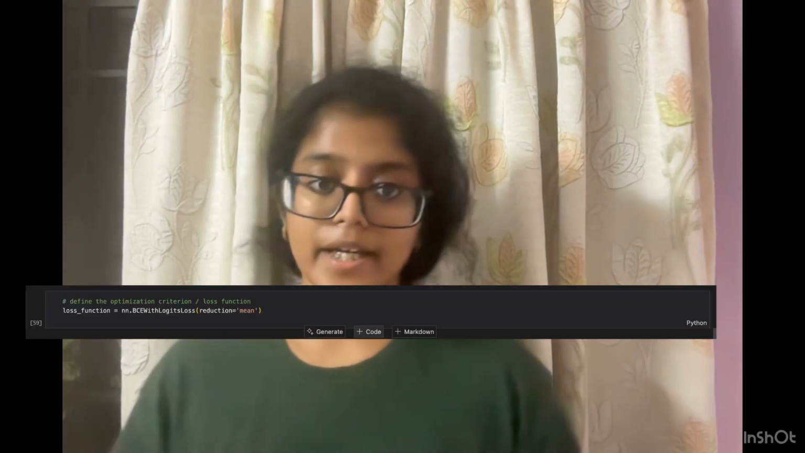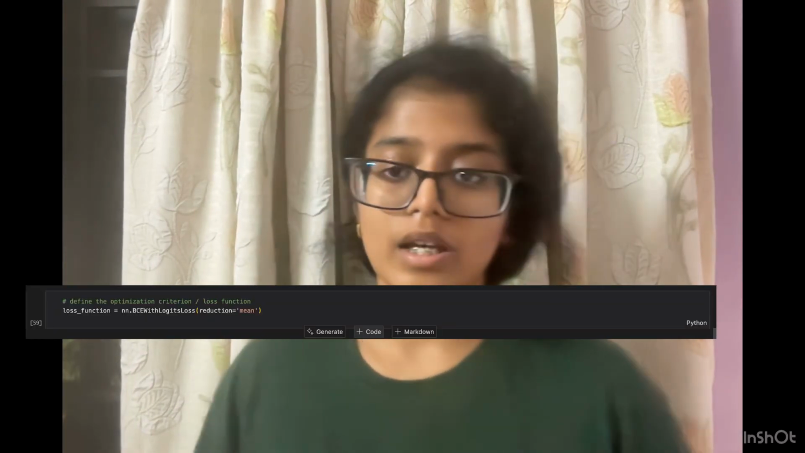Our loss function is nn.BCEWithLogitsLoss, which is a binary cross entropy loss function and is well suited for our data. And we also have to have an optimizer.